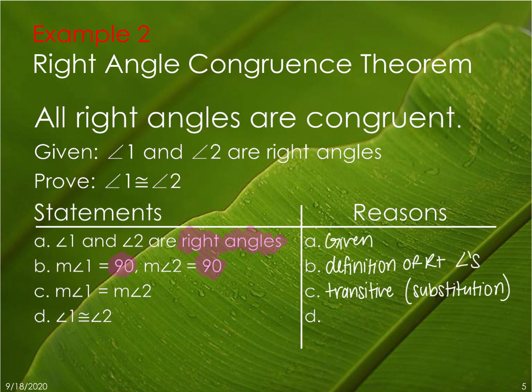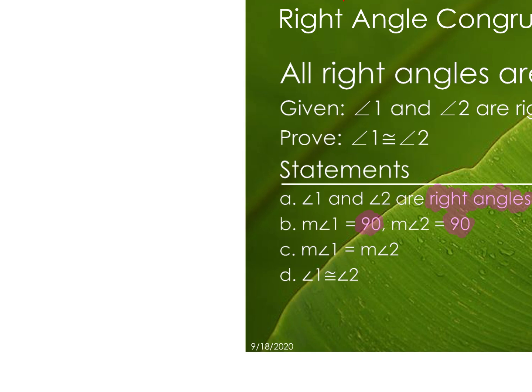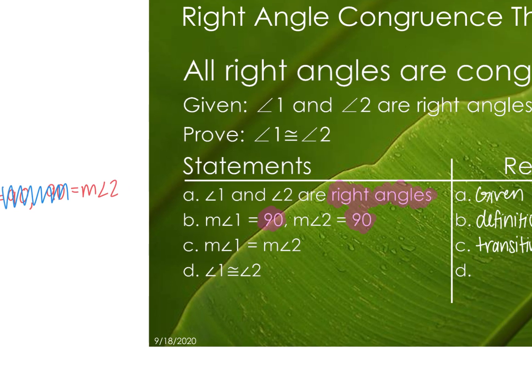So if I were to flip this one around, and instead of writing the measure of angle 1 equals 90 and the measure of angle 2 equals 90, I wrote it as the measure of angle 1 equals 90, 90 equals the measure of angle 2, isn't this considered transitive if I were to take this out? So either one of them works. For certain ones, for this one, either one works.